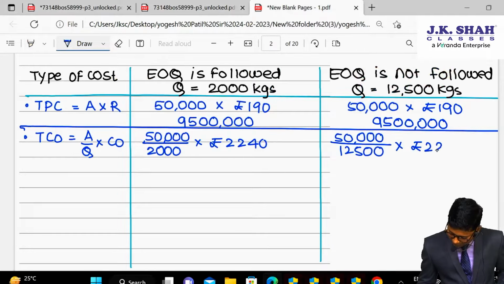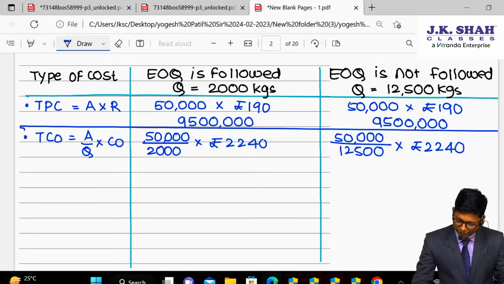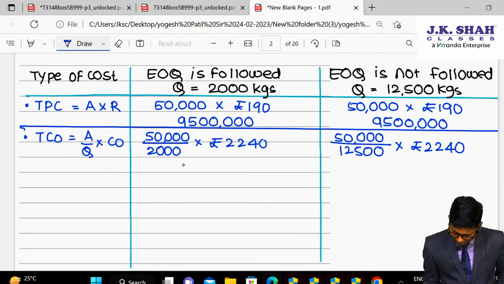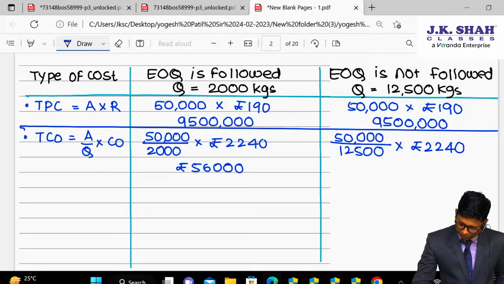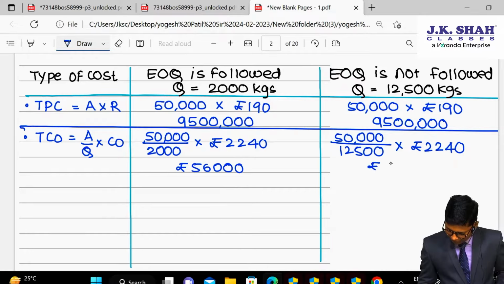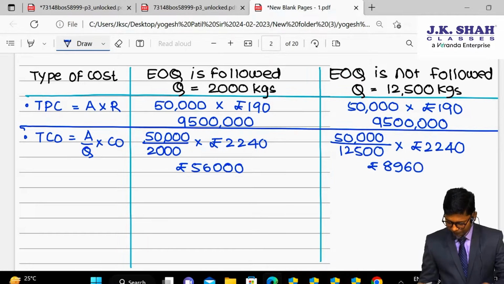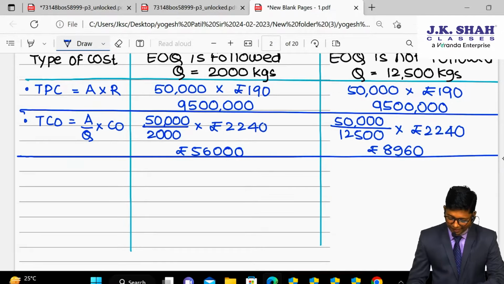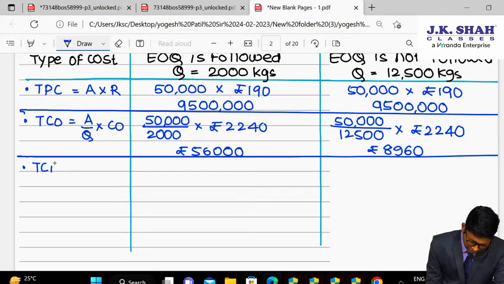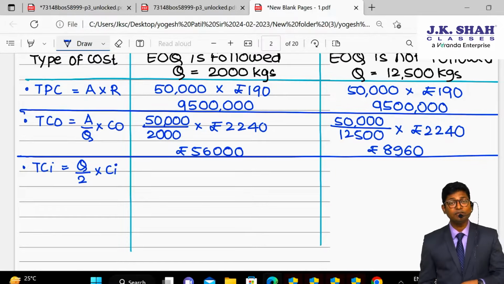When you multiply this, you will get one amount. Let's compute: 50,000 divided by 2,000 multiplied by 2240 is equal to rupees 56,000. And in the second case, 50,000 divided by 12,500 into 2240 is rupees 8960. The second cost is also calculated. Now there is one more cost associated with material, and that is total carrying cost. Total carrying cost we compute by using the formula of average quantity, that is Q divided by 2 into CI.